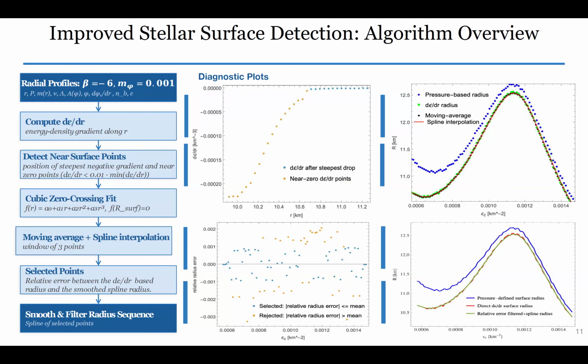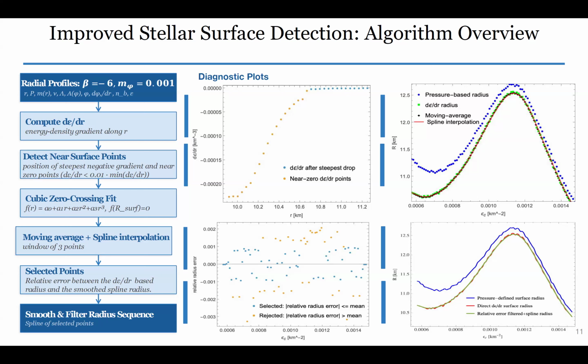So, the improved stellar surface detection. This is the algorithm where we take a radial profile and calculate the energy density gradient. As you can see, the first plot is where I have taken only the points where the gradient has its steepest drop, and also the points that are almost near 0. I used a polynomial fit to solve the equation such that it goes to 0. Based on that, we could see a significant difference between the two radii obtained: one through the pressure, where we obtained the stellar surface with the condition that pressure goes to 0, and the other with the gradient of the energy density.